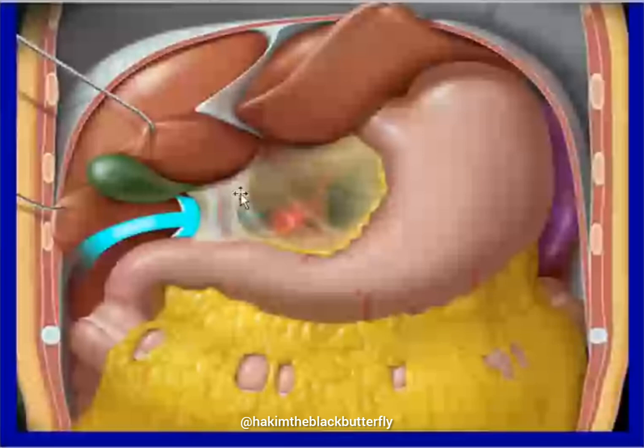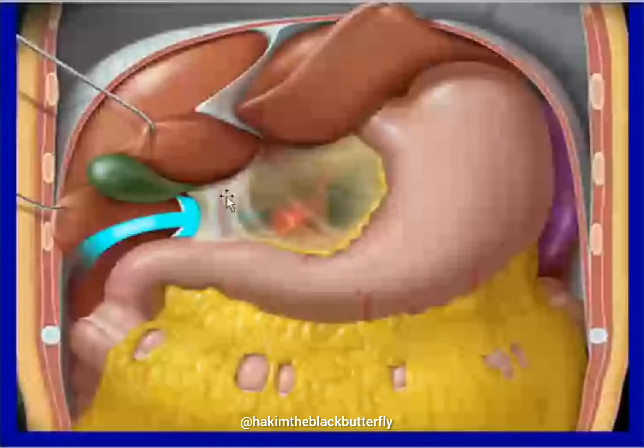Hepatoduodenal ligament. So here we are seeing that this is our falciform ligament containing the ligamentum teres. So this is our right anatomical lobe and this is our left anatomical lobe. Below the right anatomical lobe, we have the hepatoduodenal ligament, which contains the red hepatic artery, the green bile duct, and the blue portal vein, this one there.